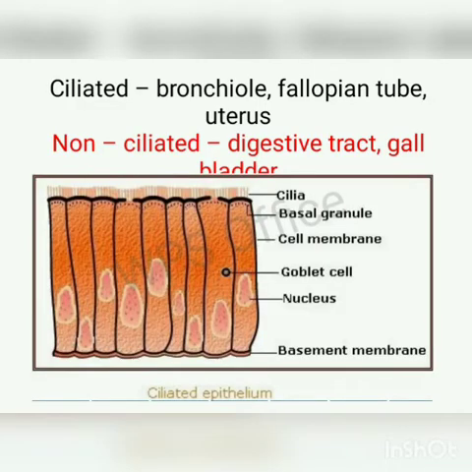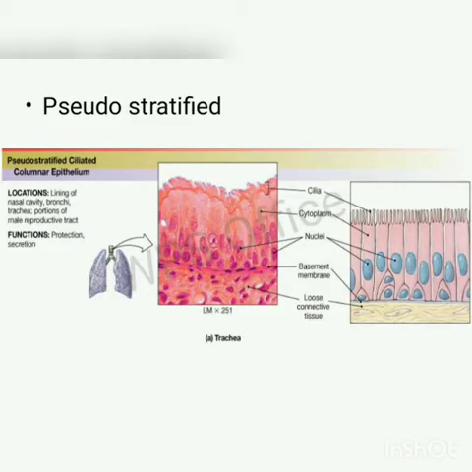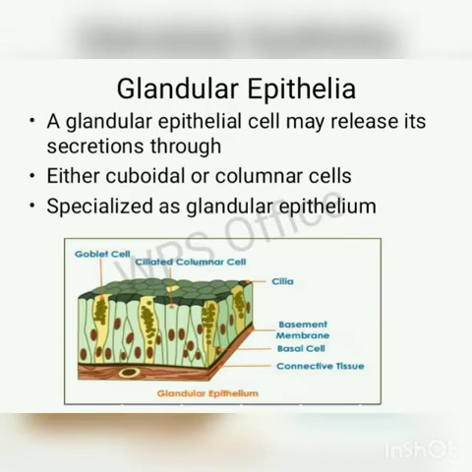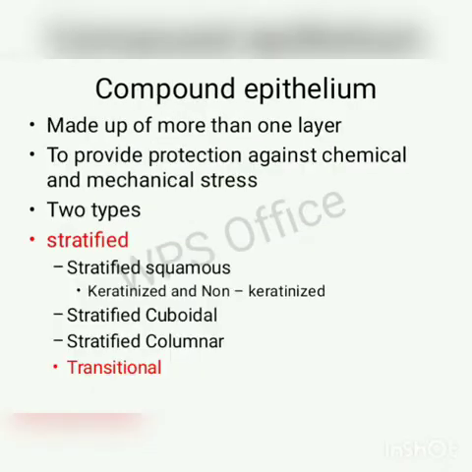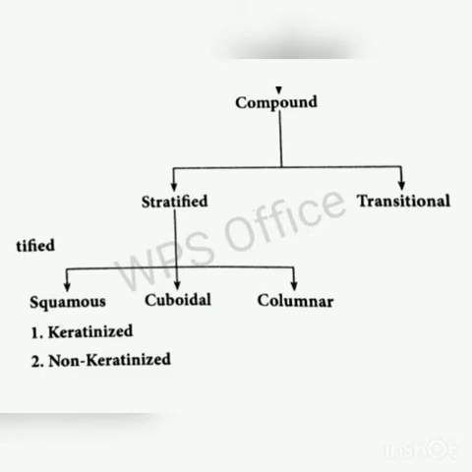The ciliated epithelium is found in the bronchiole, fallopian tube and uterus. They have small hair-like structures called cilia. Pseudostratified epithelium is made up of columnar cells with nuclei at irregular levels. Glandular epithelium can release its secretion through this. Compound epithelium is made up of more than one layer of cells. It is divided into two types: stratified and transitional epithelium.